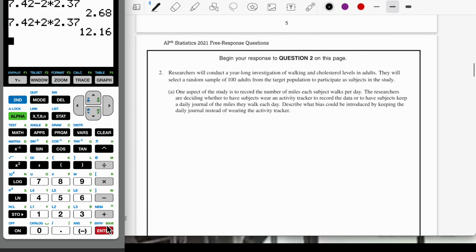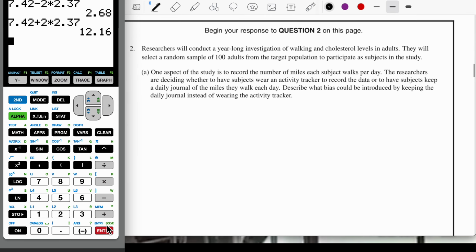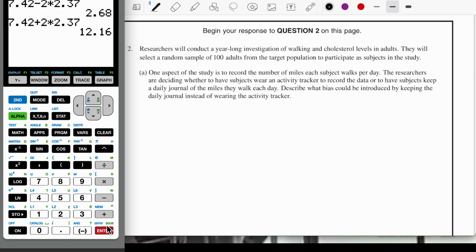All right. Number 2. Researchers will conduct a year-long investigation of walking and cholesterol levels in adults. They will randomly select 100 adults from the target population to participate as subjects in the study. It's another part A, part B kind of deal.